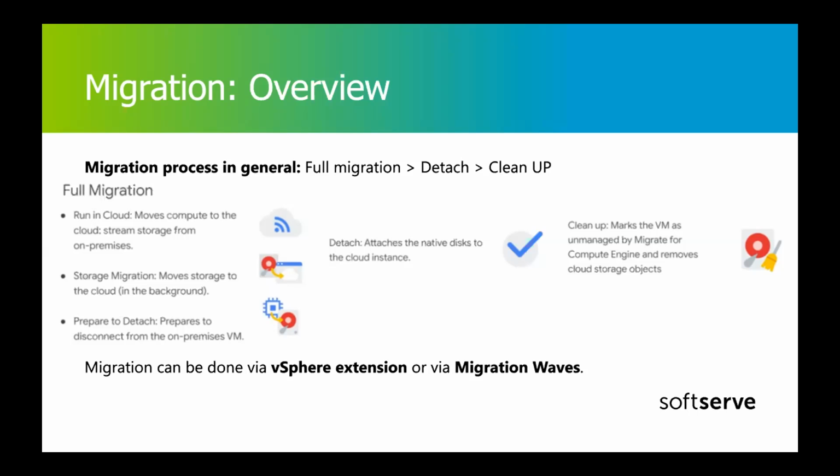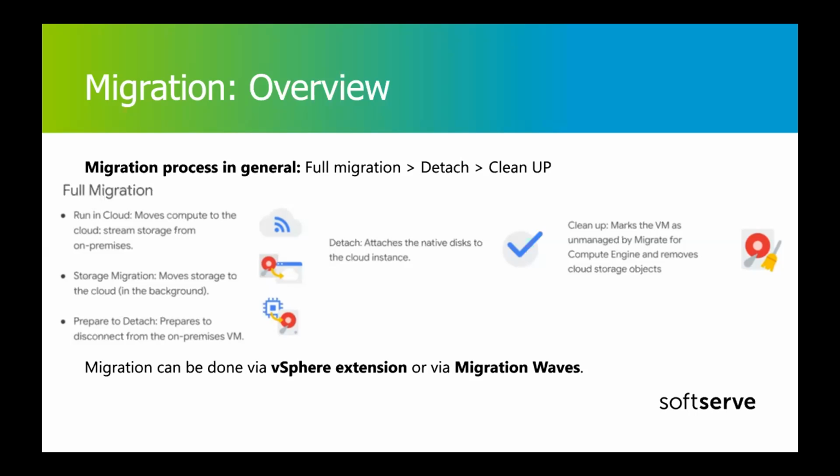So after we have copied the data and the instance is running, we can proceed with the detach operation. It's like the second big step. Here we have another downtime, where we can change the machine type of the instance, and Velostrata just attaches the native disk to the migrated instance, and that's it. And the last one is cleanup, where Velostrata deletes all temporary files and marks the instance as unmanaged. So you can proceed with the migration once again if you need.